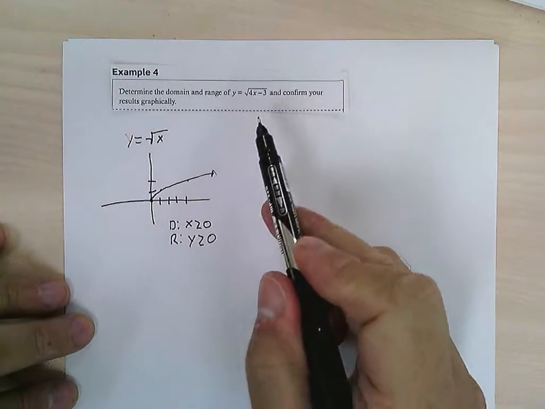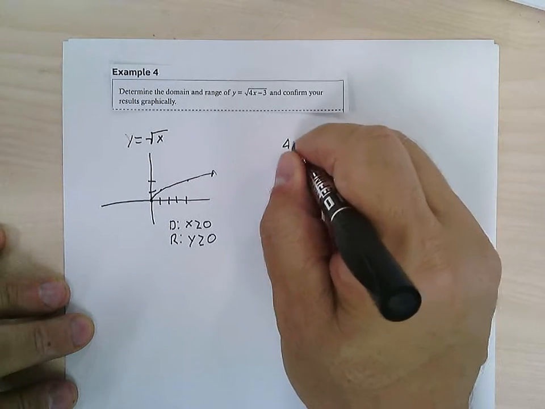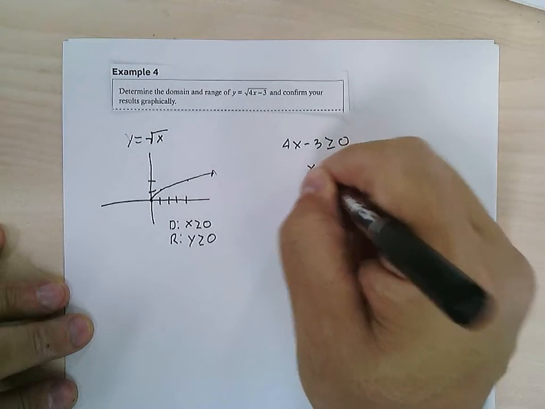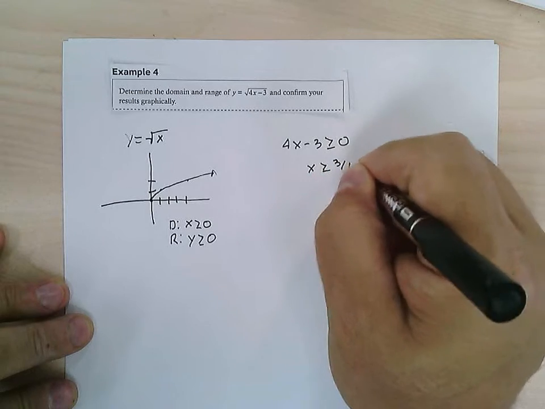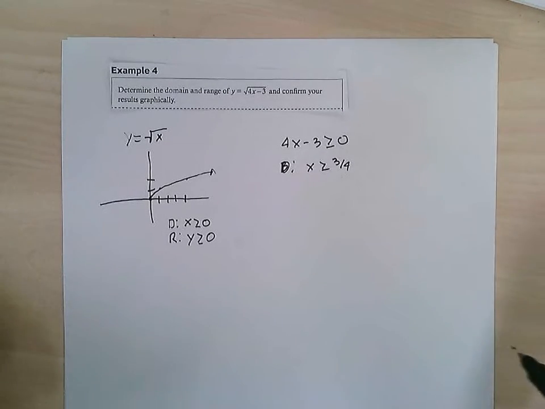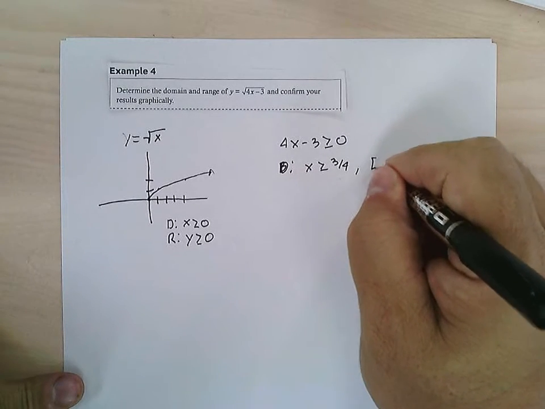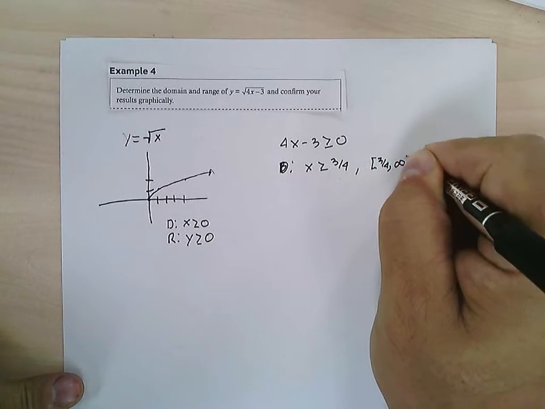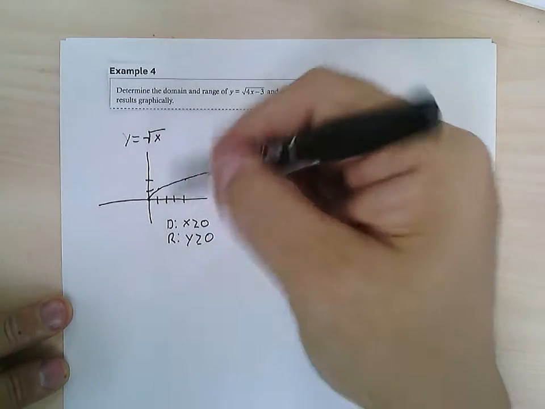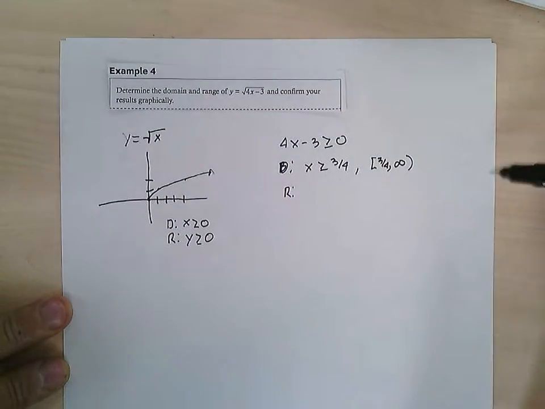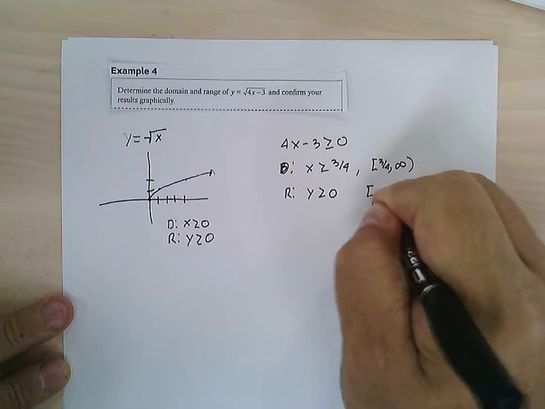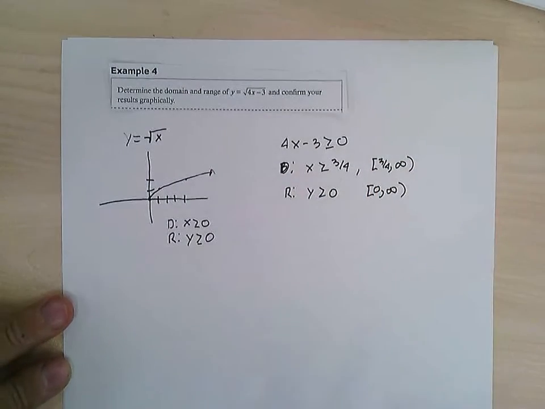Good. Now for this function, something's going to change. I need to know what's inside the square root. When is that greater than or equal to 0? That'll give me my domain. So I know that x is greater than or equal to 3/4, right? That's my domain: x is greater than or equal to 3/4, or in interval notation, 3/4 to infinity. And the range, well, nothing changed in the y, right? It'll always be at least 0. So y is greater than or equal to 0, or from 0 to infinity. Those are the two ways that I can write it.